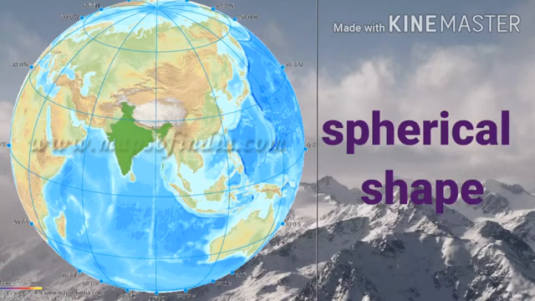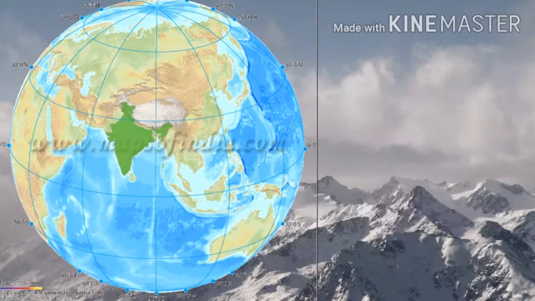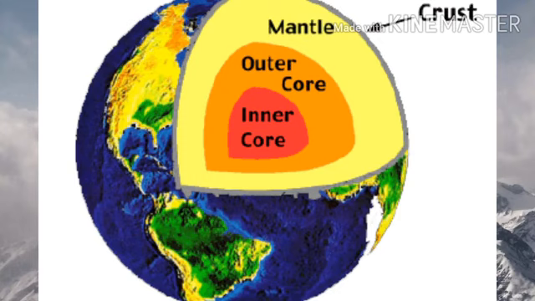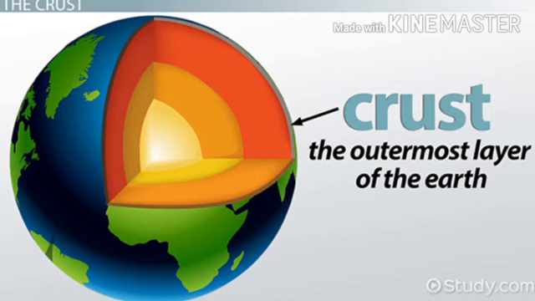The earth is an almost spherical body with a radius of 6,371 km. Just like an onion, the earth is made up of several concentric layers, with one inside another. We can divide our earth's interior into three parts, which are crust, mantle, and core. So now we will see the structure of these three parts one by one. First we will see the crust.